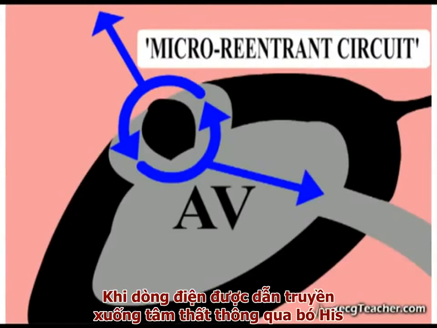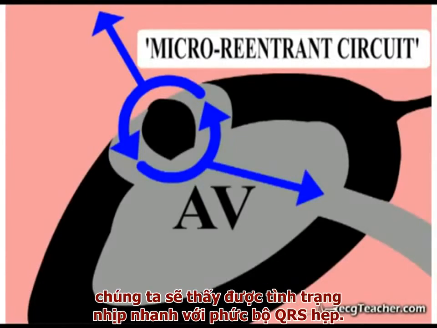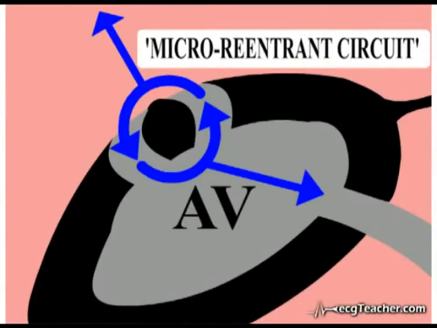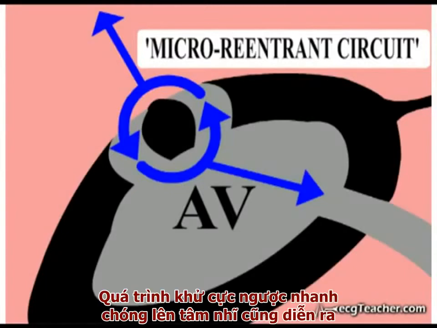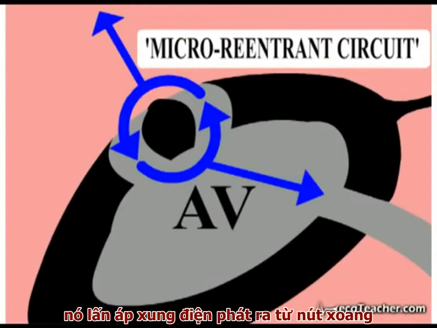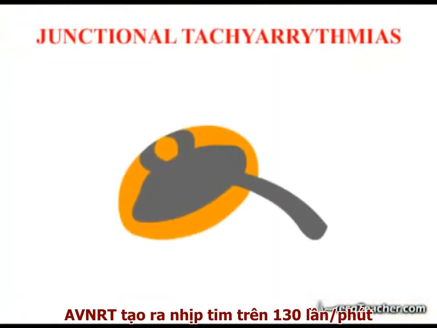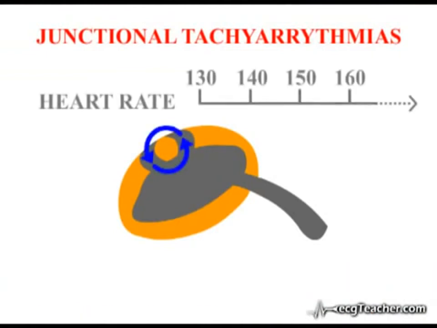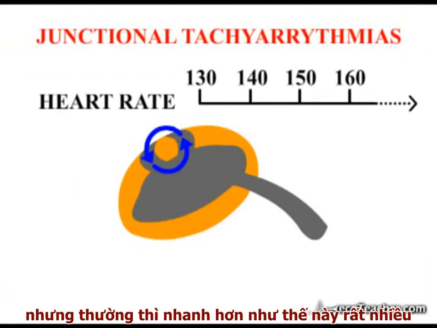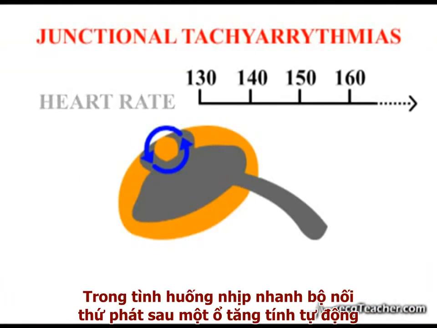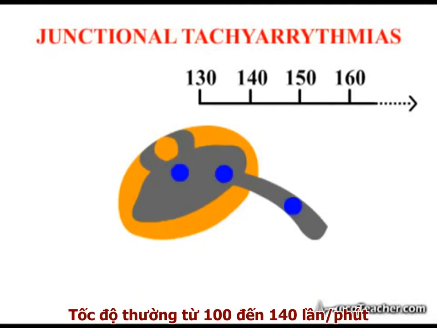As the current is transmitted to the ventricles by the bundle of His, during such an attack we see a tachycardia with narrow QRS complexes. In addition, rapid retrograde depolarization of the atria is occurring, overriding SA node discharge. AV nodal reentrant tachycardia generates a heart rate greater than 130 beats per minute, and often much more rapid than this. In a junctional tachycardia arising secondary to a focus of increased automaticity, the rate tends to lie between 100 and 140 beats per minute.